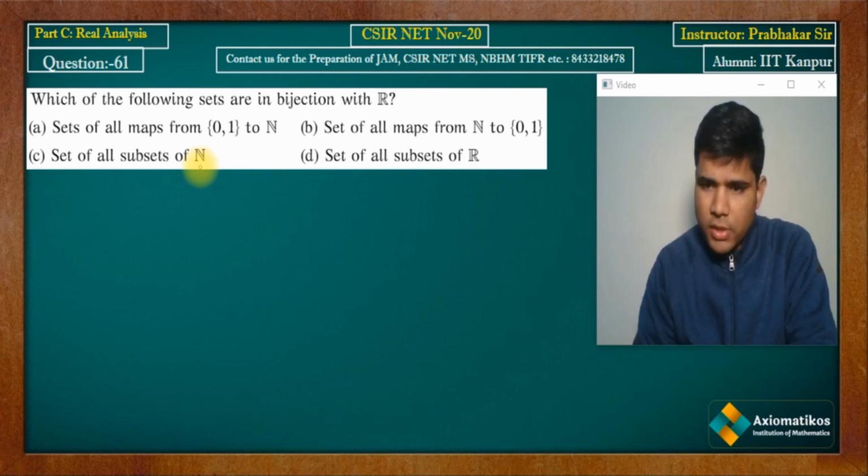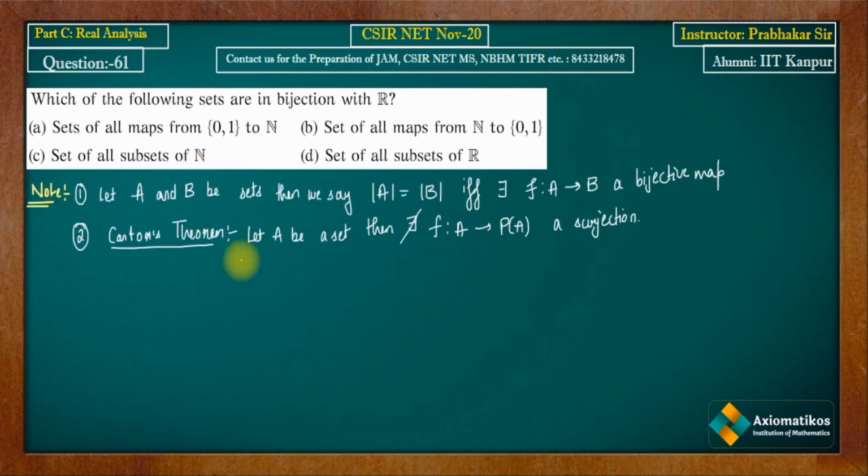Note number 1 I have written is: let A and B be 2 sets, then we say cardinality of A is same as cardinality of B if and only if there exists a bijective map in between them. Now the statement B I have written is Cantor's theorem, which is a well known result in set theory. Let A be a set, then there does not exist any surjection from A to power set of A.